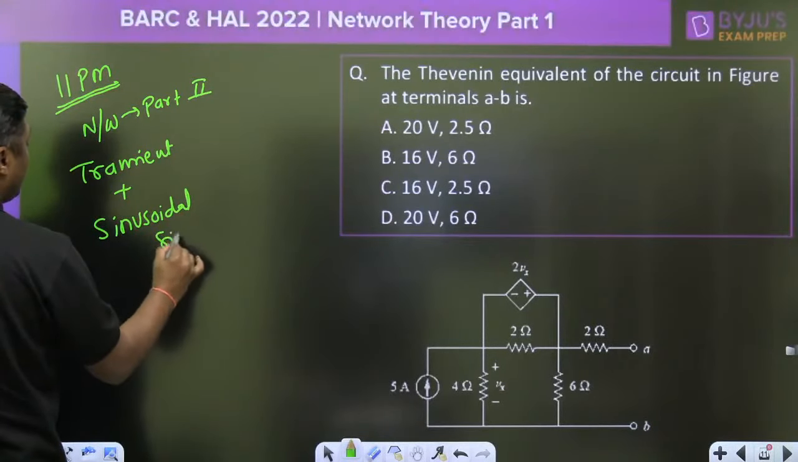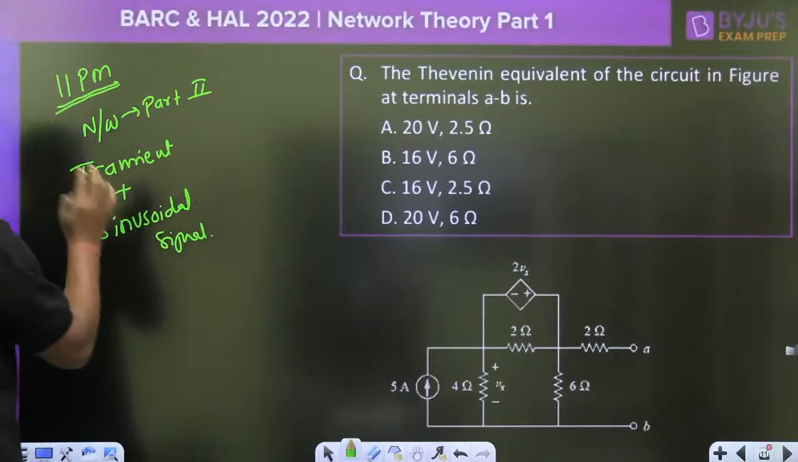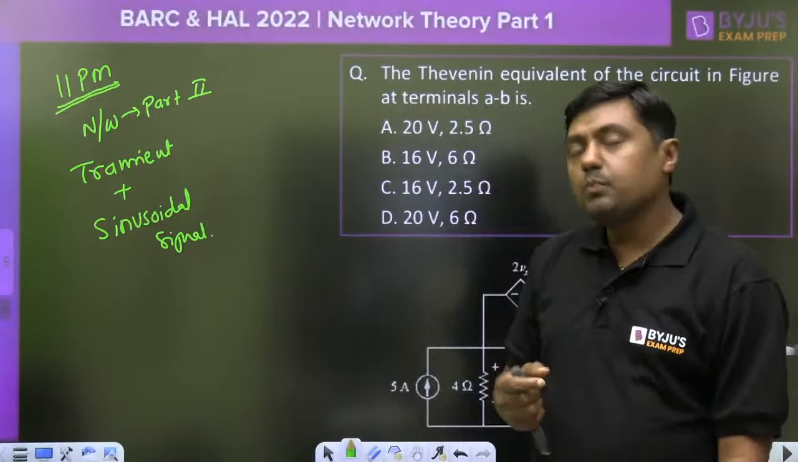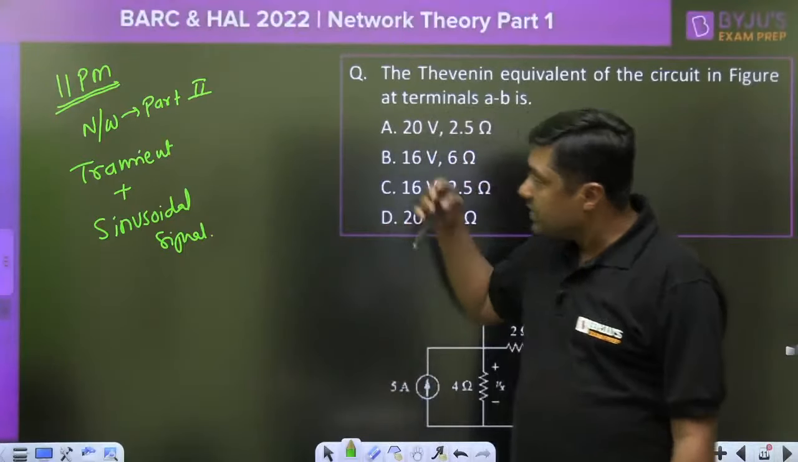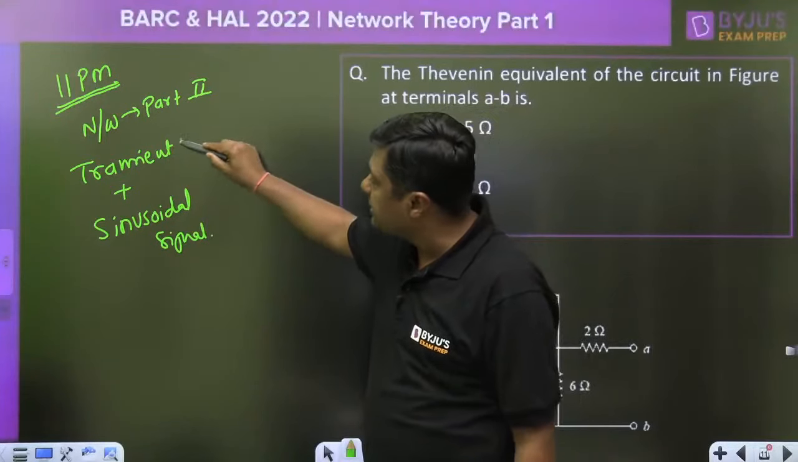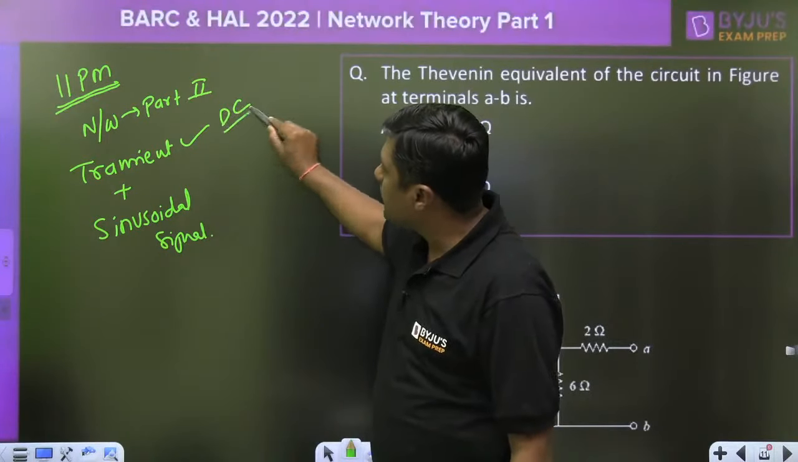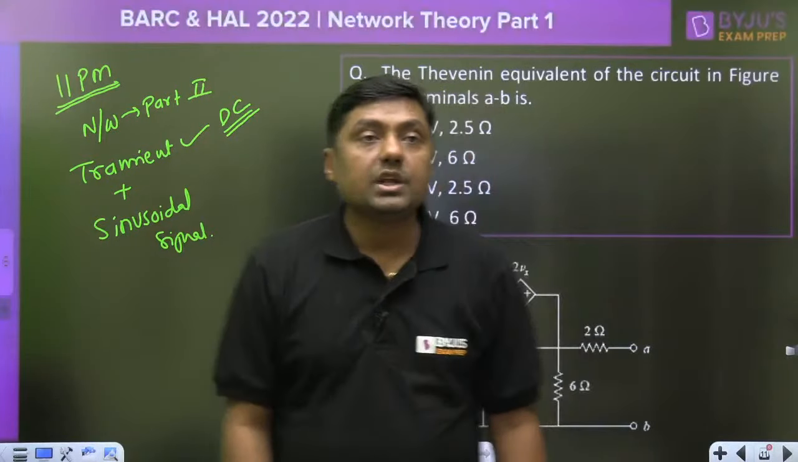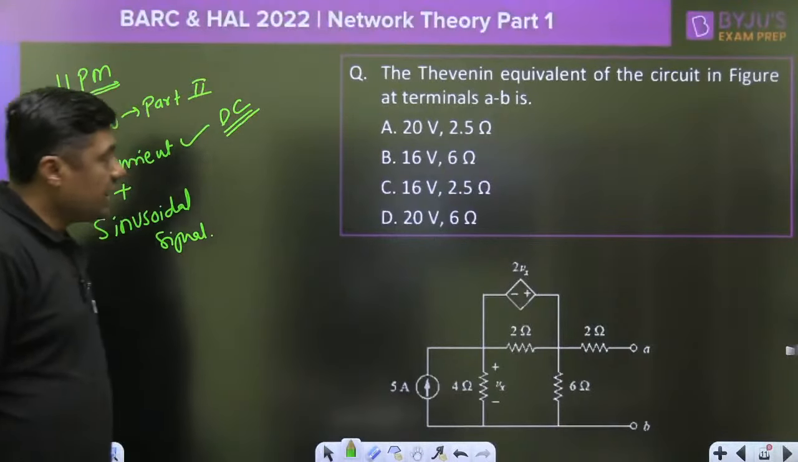Sinusoidal signal, where I will give you the concept of what? Complex power, how to calculate the power, right? Power triangle, resonance, series resonance, parallel resonance, and what? Complete DC transient, first order and second order system. Okay, Sandeep Kumar. So which one is the correct one?